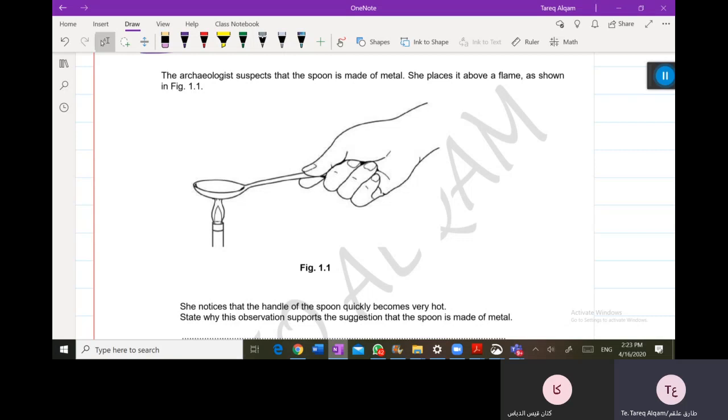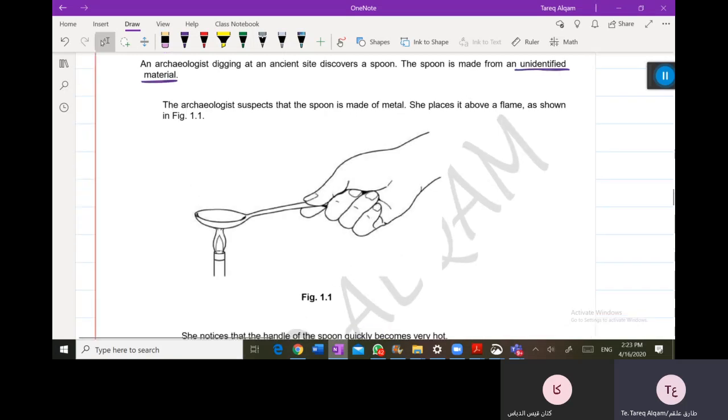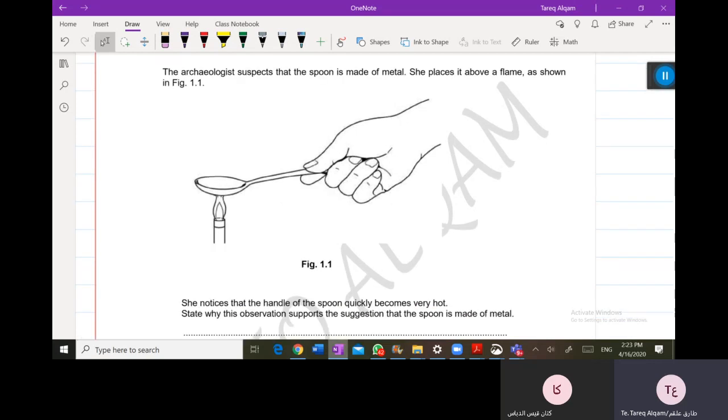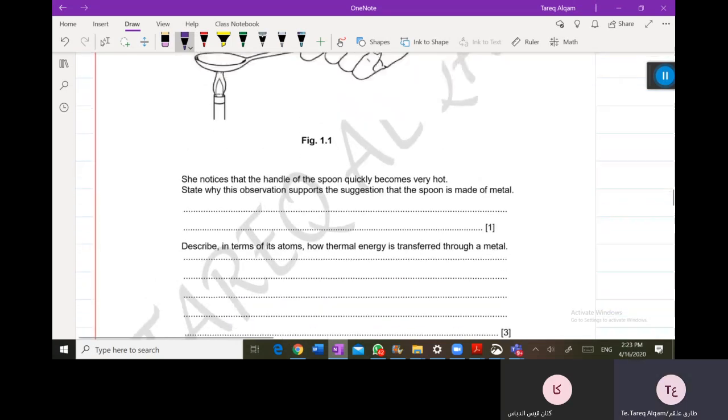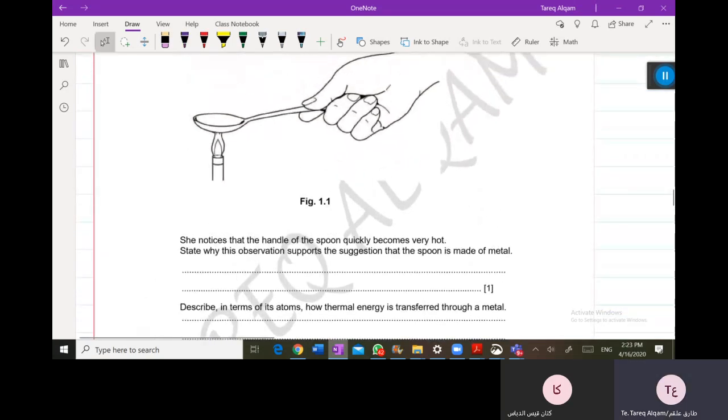Let's say this scientist found this spoon somewhere under the ground. She wanted to test this. She suspected that it's made of metal. She places it above the flame as shown in the figure. She noticed that the handle of the spoon quickly becomes very hot.